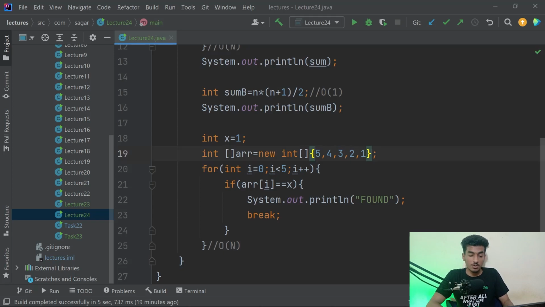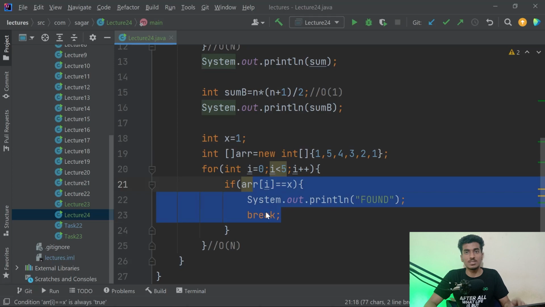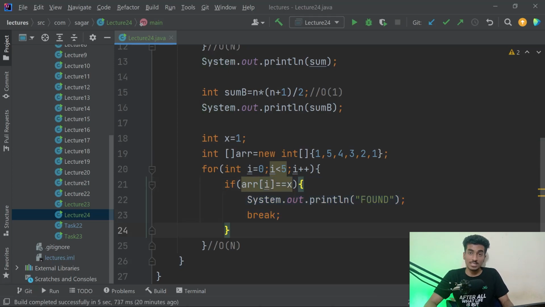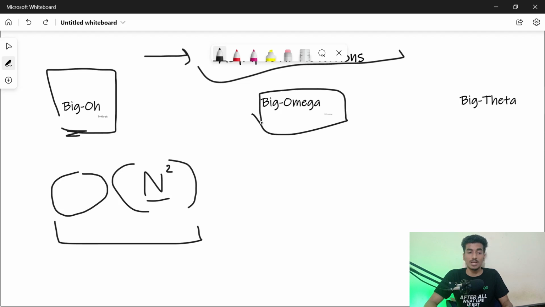Suppose, for example, my 1 is at the first index. So what is the time complexity now? The time complexity is O(1), if I am talking about the best case time complexity. The number that I have to find is at the first index. So when I enter the loop, I find that the first index element is equal to my number. So I just break after checking only one number, and the best case time complexity is represented using this big omega notation.